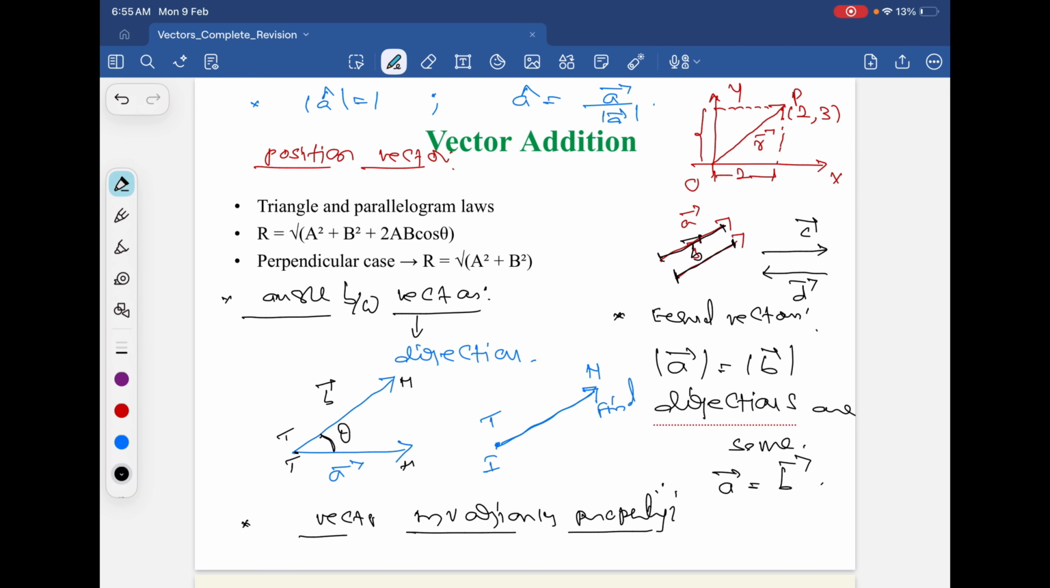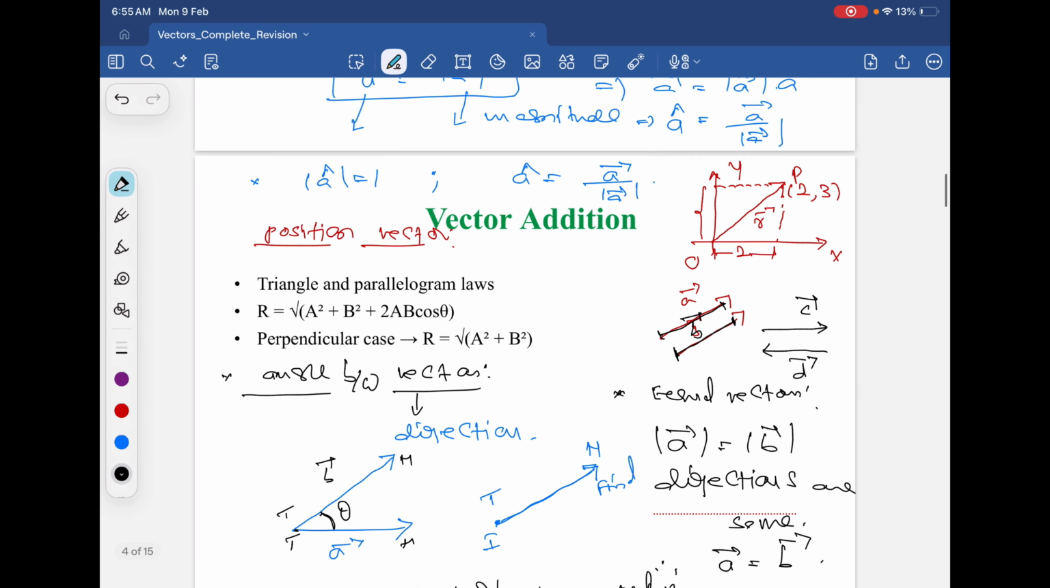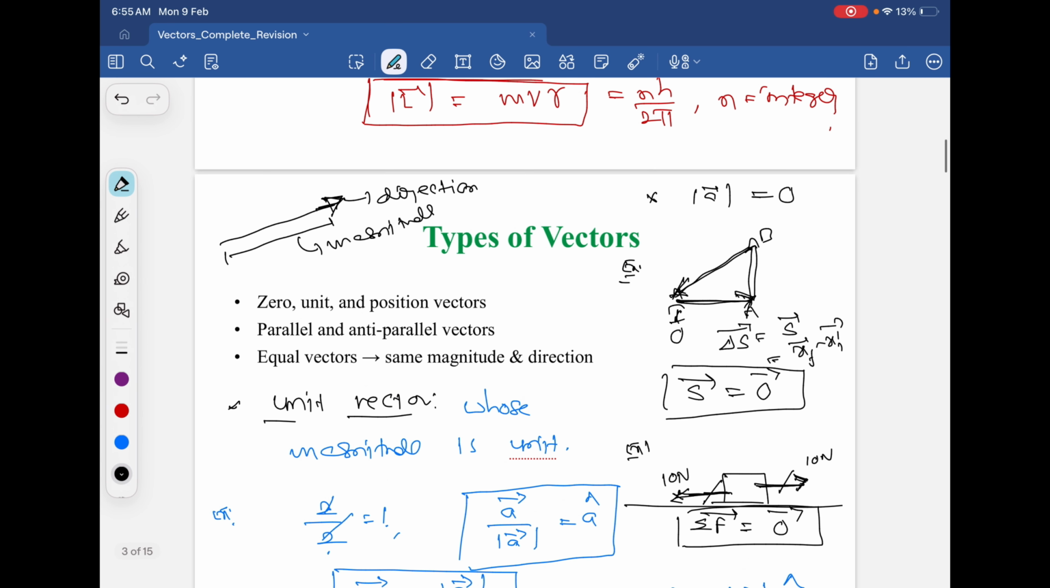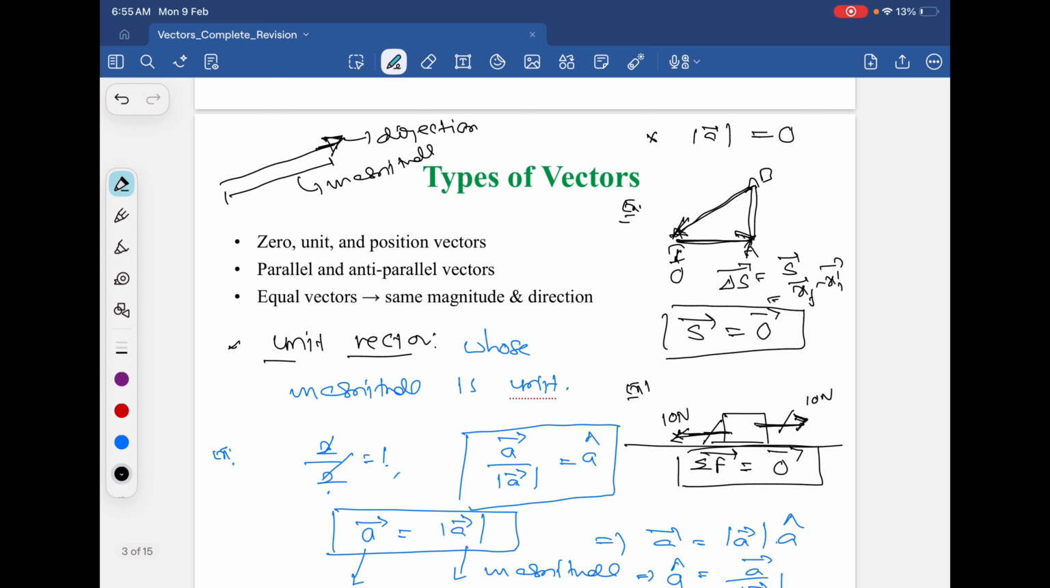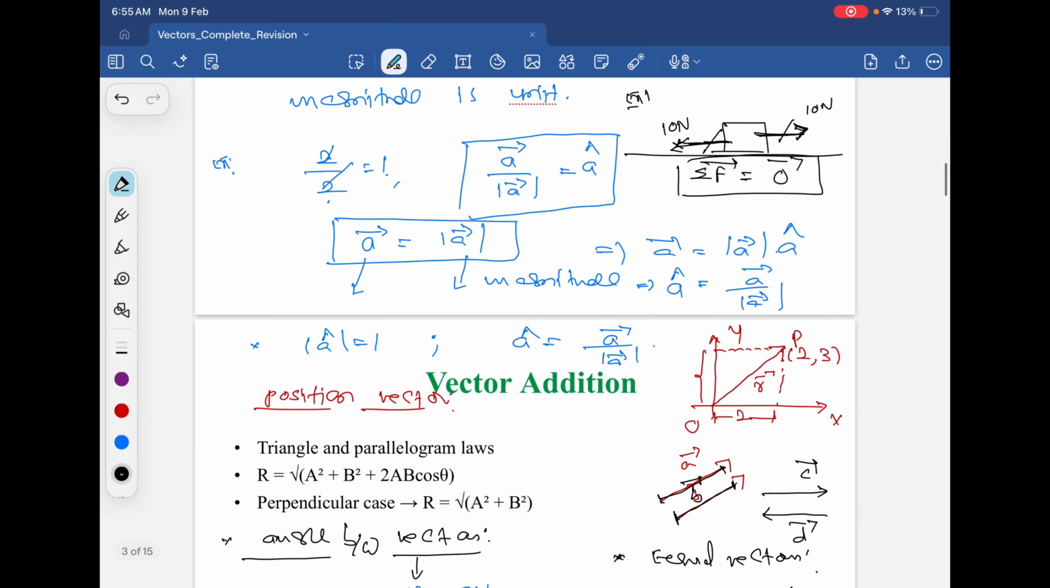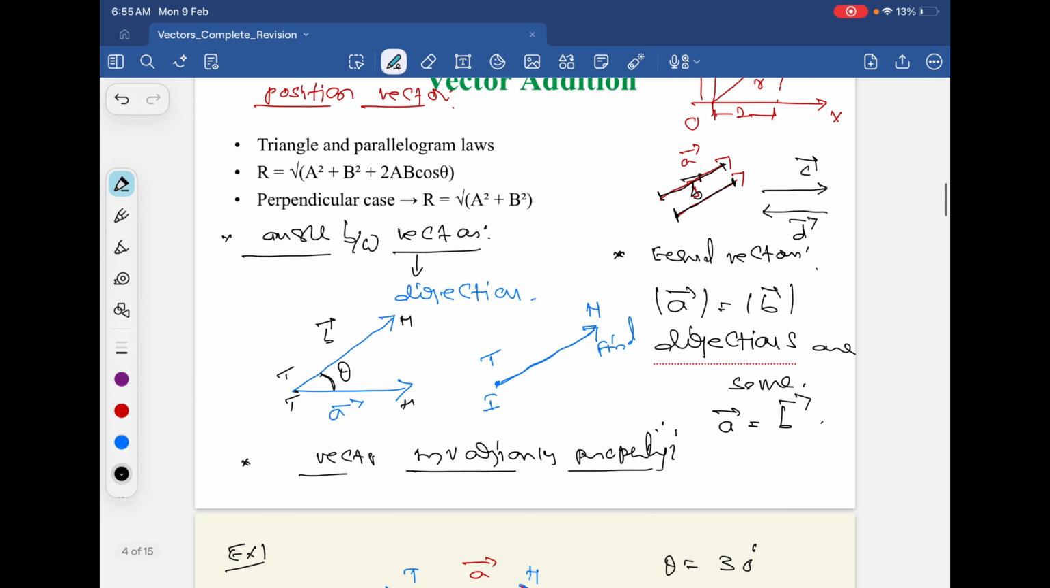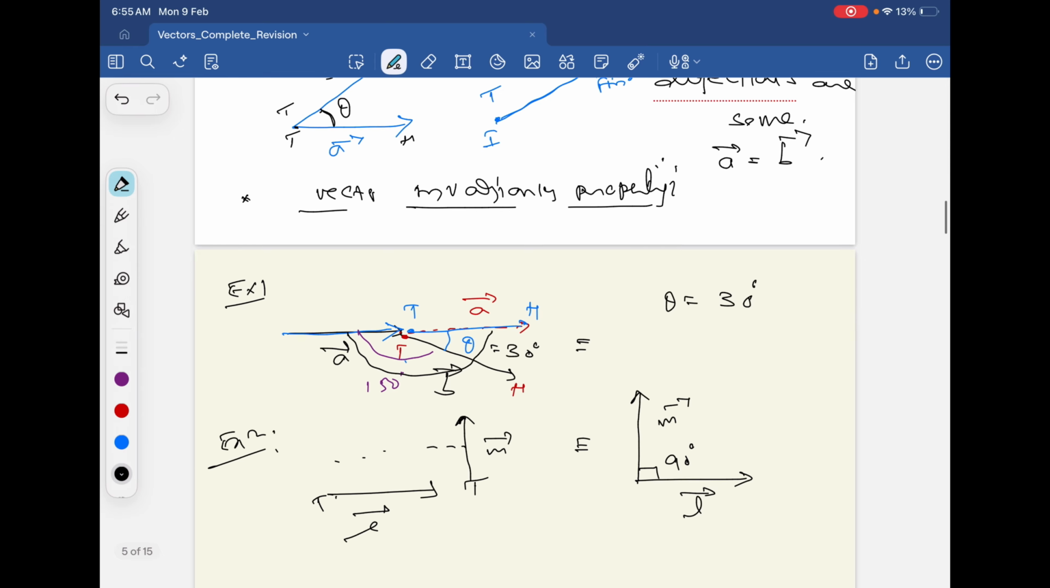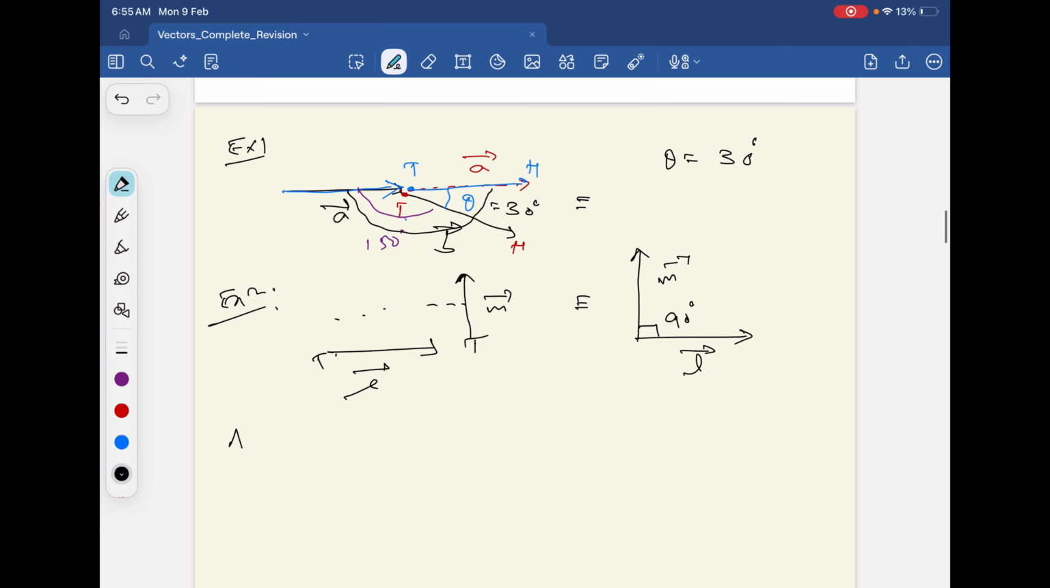Clear, students? Now coming to addition of vectors. The types of vectors we have seen: zero vector, unit vector, position vector, parallel vector, anti-parallel vector. I also mentioned equal vectors. Keep in mind, two vectors are said to be equal if their direction is the same and magnitude is the same. If any one of them changes, definitely the vector will change. Then we have seen the angle between the vectors. So next we try to understand addition of vectors, students.